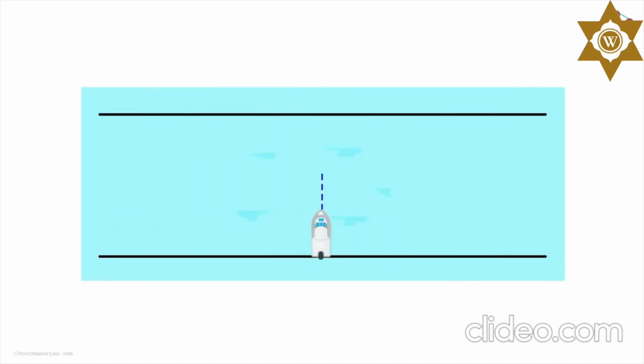Imagine a boat is crossing a river from one bank to another. It's moving in the direction perpendicular to the flow of the river. Tell me, will the boat reach the bank at this place P or somewhere to the right of it? That's right. The boat will reach the bank somewhere on the right side of this point P.